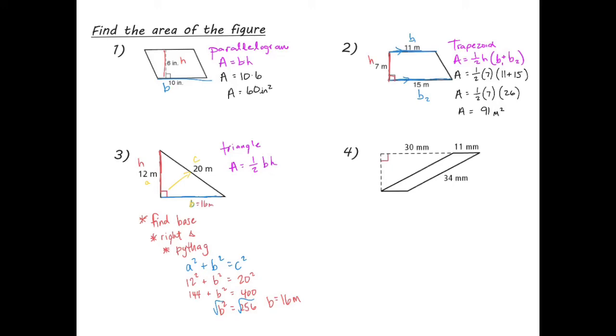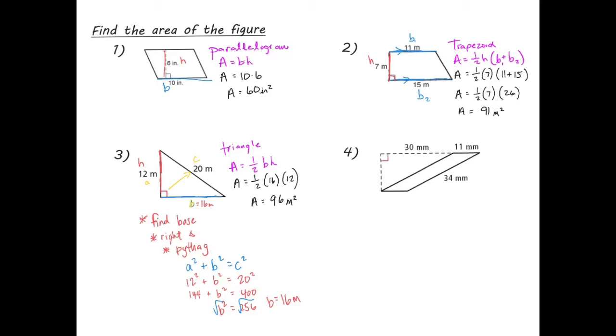16 meters. And now that I know that that's 16 meters, I can go back to my formula and say that the area is equal to 1/2 of my base multiplied by my height. Do a little math, and I get the area is 96. It's area, so it's meters squared.